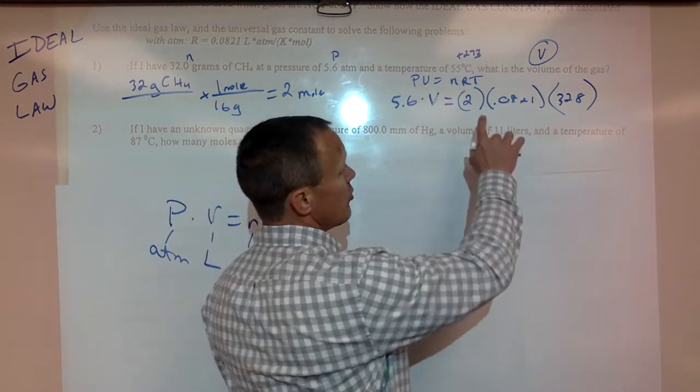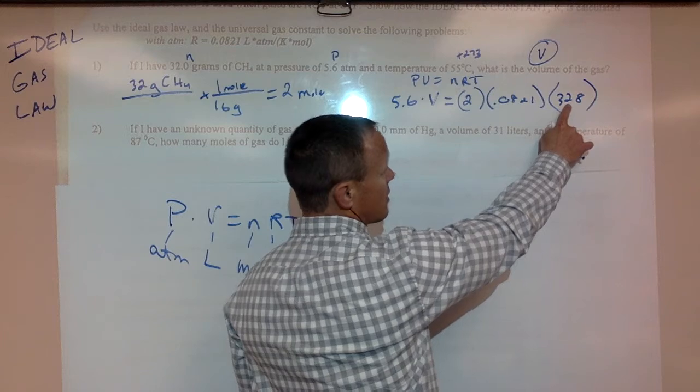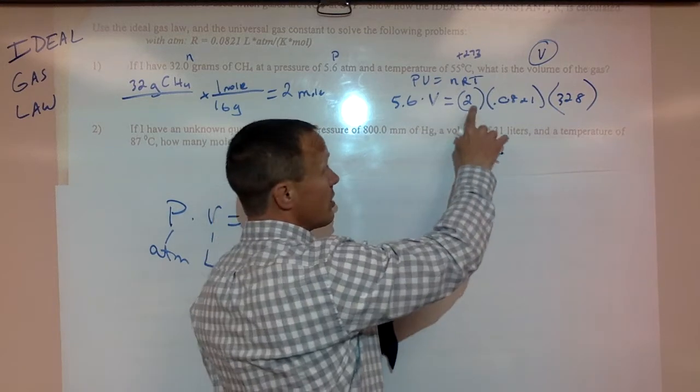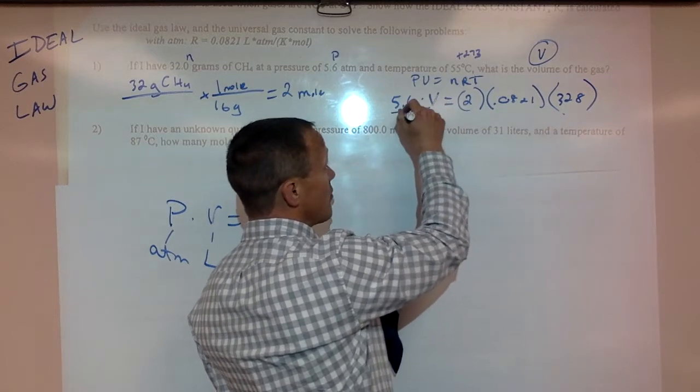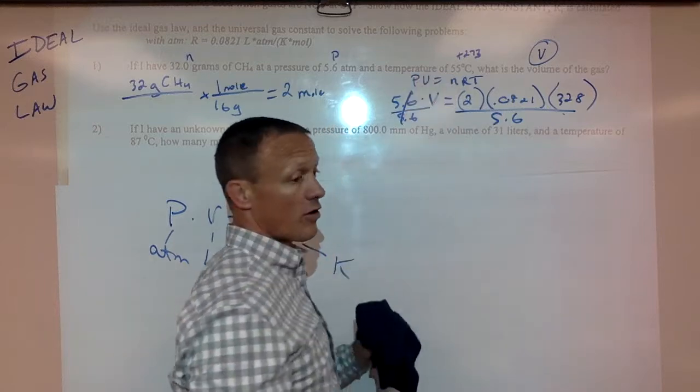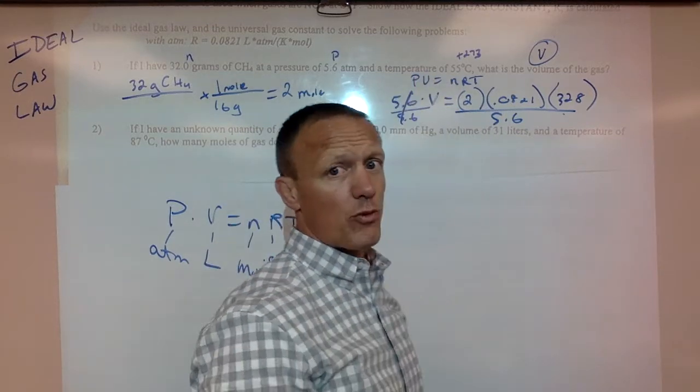To get an answer to this, you're going to multiply these 3 numbers and divide by 5.6. Again, you're trying to get V by itself, so you're going to divide both sides by 5.6 to get our volume. And when you do that, you get a volume of 9.6 liters.